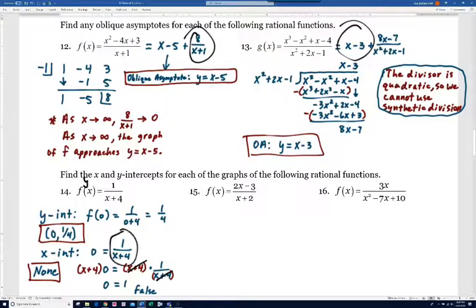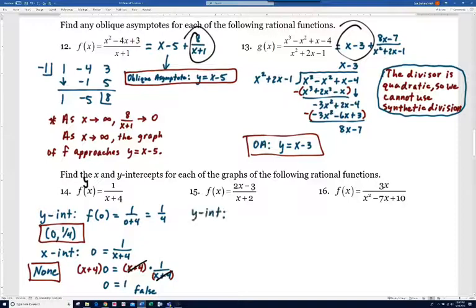Now I want to point out something here. The only way that this fraction, 1 over x plus 4, can equal 0 is if the numerator is 0. Well, the numerator is 1, it's never going to be 0. So really, just remember a fraction can only equal 0 when the numerator is 0. So all you have to do when you're finding an x-intercept in a situation like this is figure out when your numerator is equal to 0. All right, let's move on to number 15.